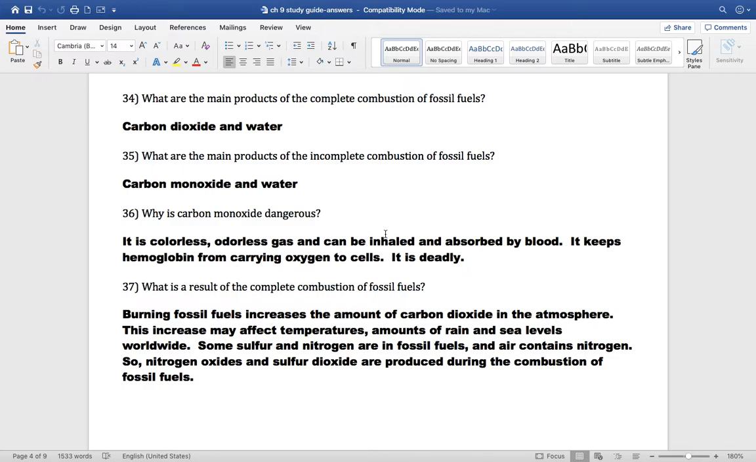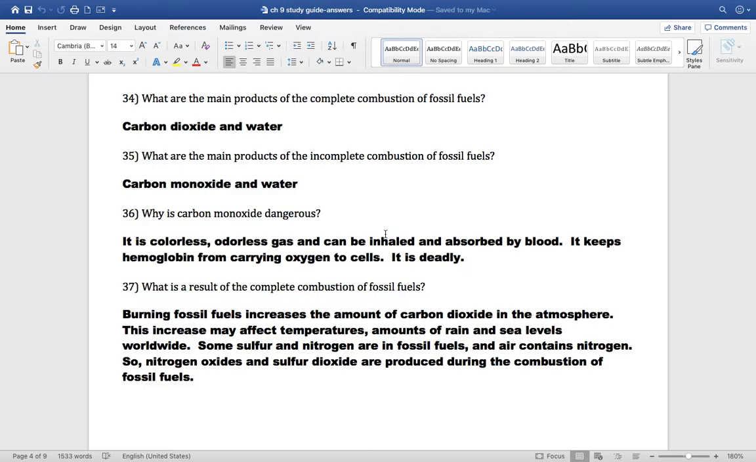36. Why is carbon monoxide dangerous? Because it's a colorless, odorless gas and can be inhaled and absorbed by blood, and it keeps hemoglobin from carrying oxygen to its cells. So basically, you suffocate inside your body. 37. What is the result of the complete combustion of fossil fuels? Burning fossil fuels increases the amount of carbon dioxide in the atmosphere. This increase may affect temperatures, amounts of rain, and sea levels worldwide.